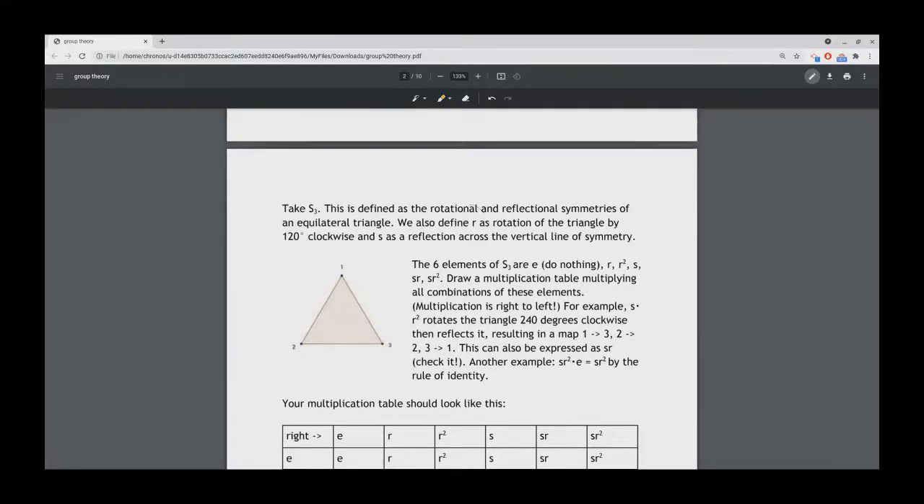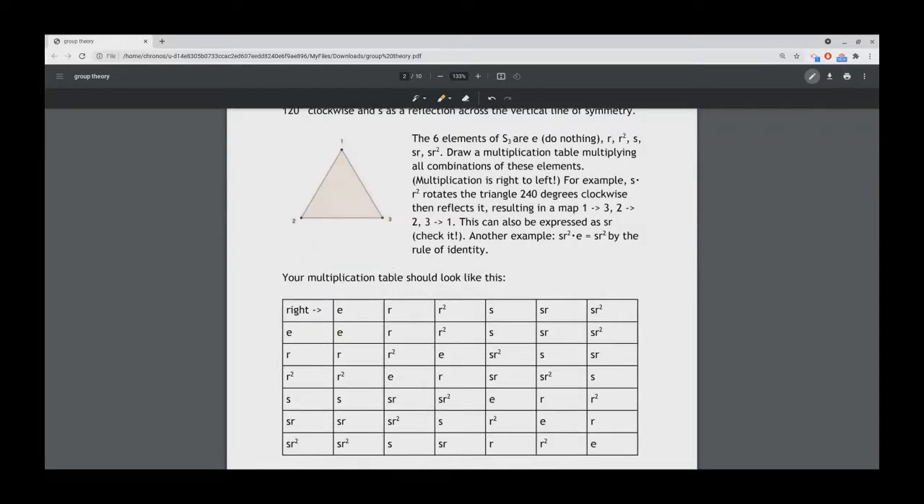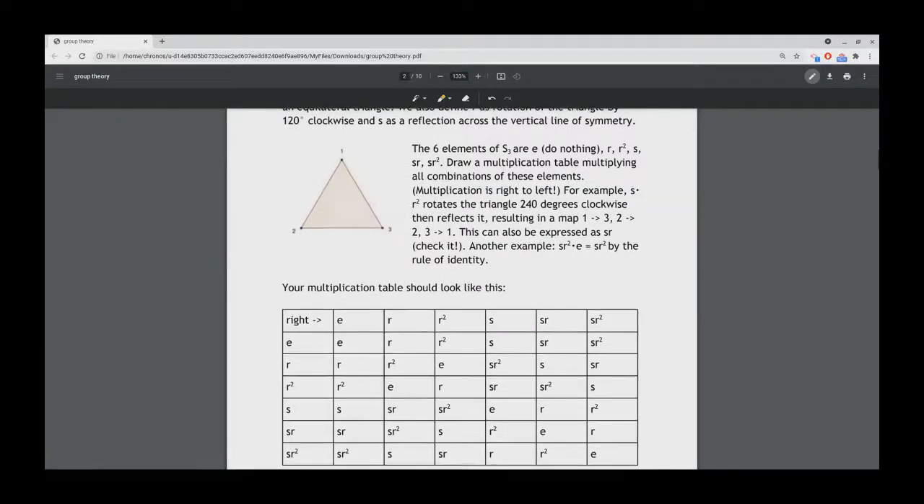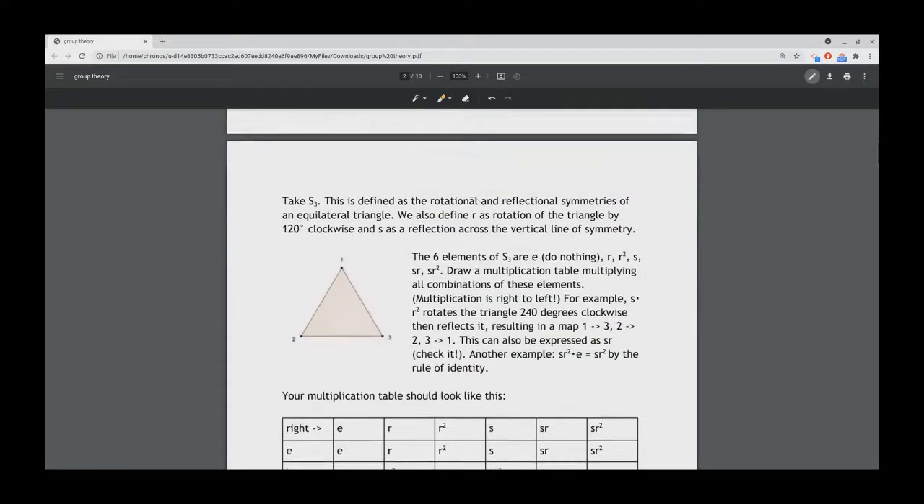What I mean by it's not abelian is that SR is not equal to RS. I'm kind of skipping steps. So the 6 elements of S3 are E, which is the identity, the do-nothing transformation that just keeps it the same, R, R squared, S, SR, and SR squared.